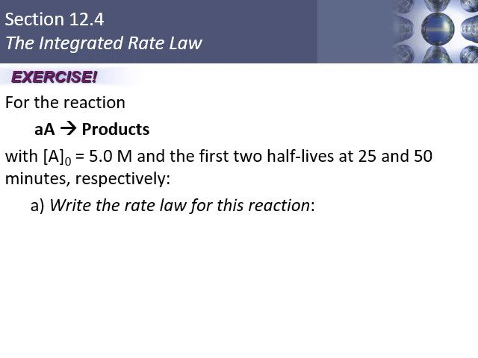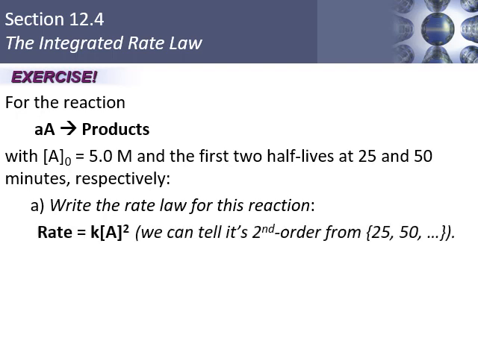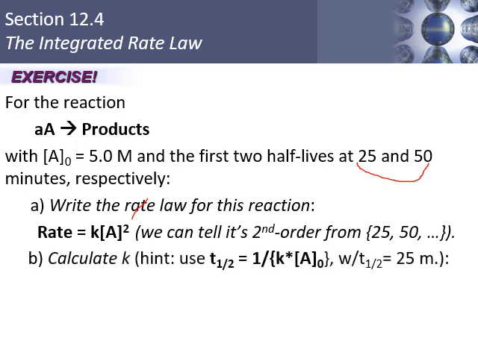Okay, so write the rate law, next slide. The rate is k times A to the second power. And again, we can tell that it's a 2 right here because of these 2 half-lives that are doubling. Next slide. Calculate k, next slide.